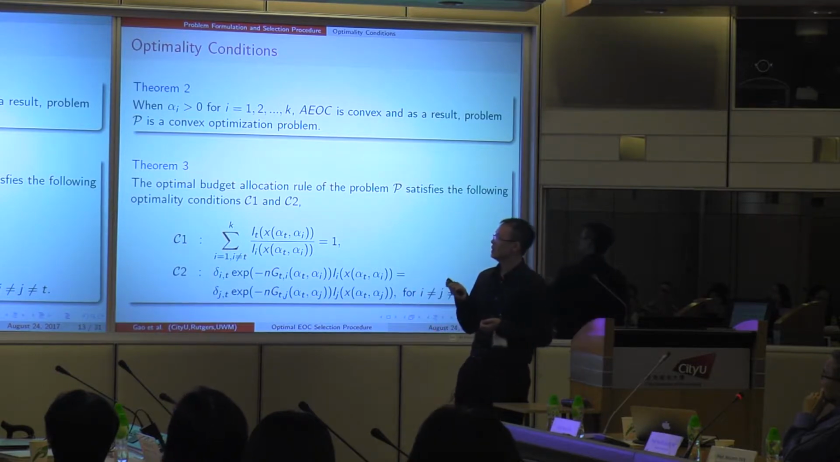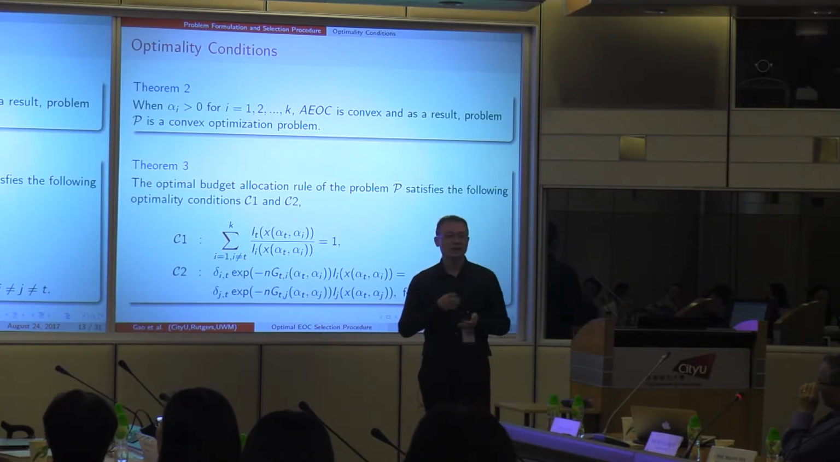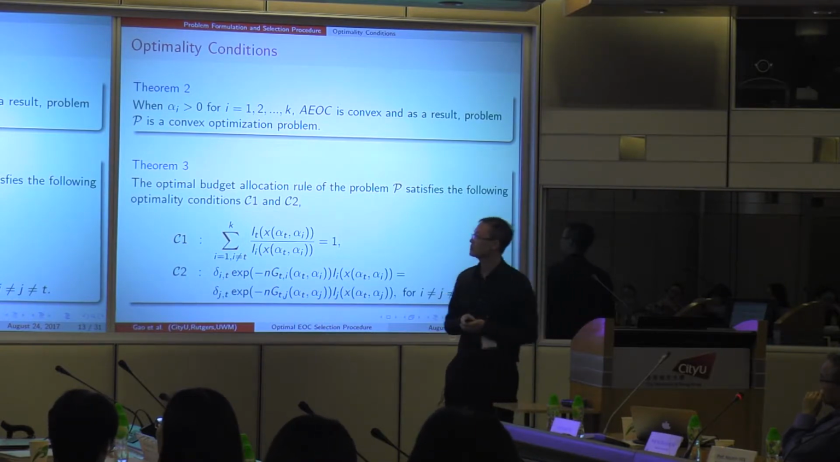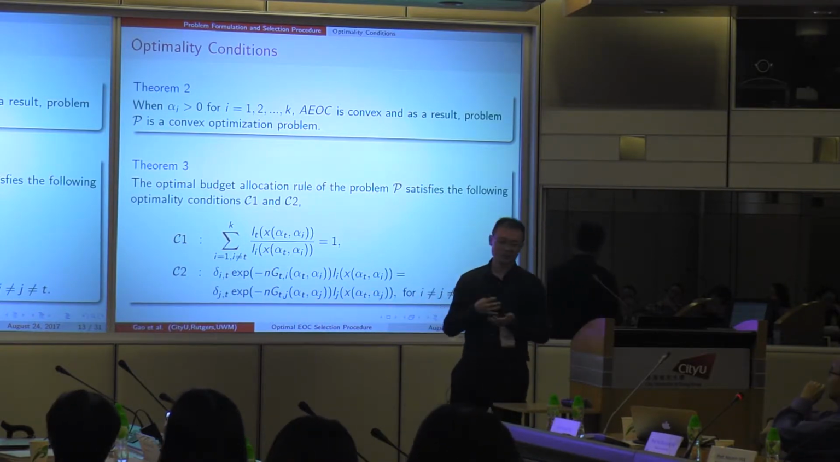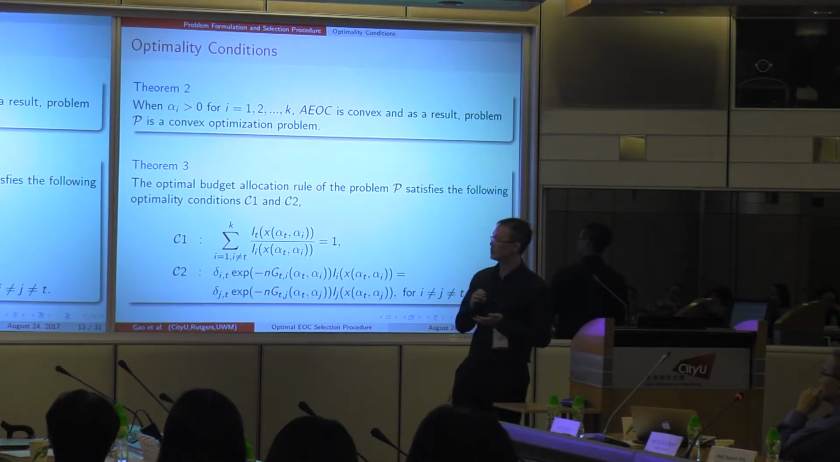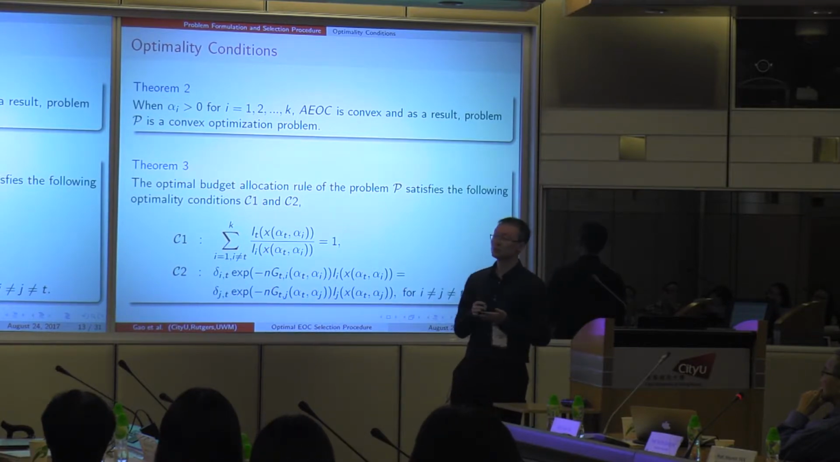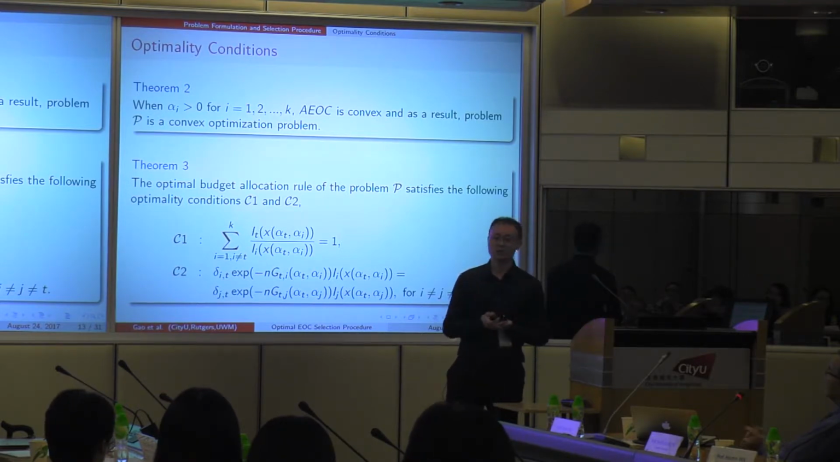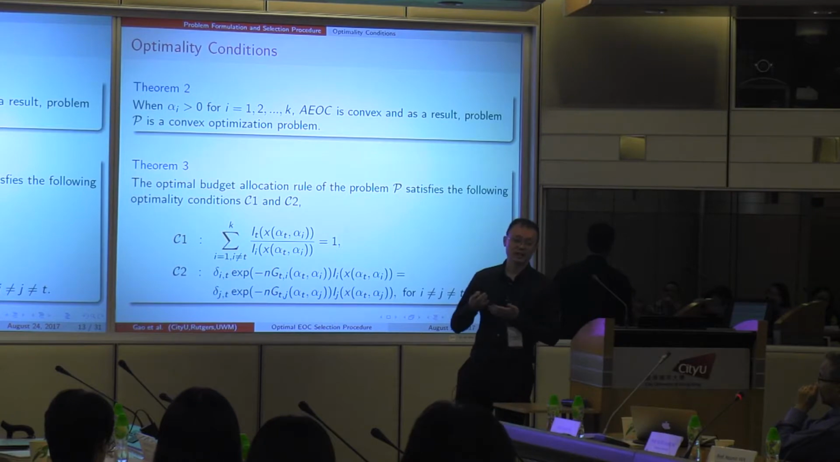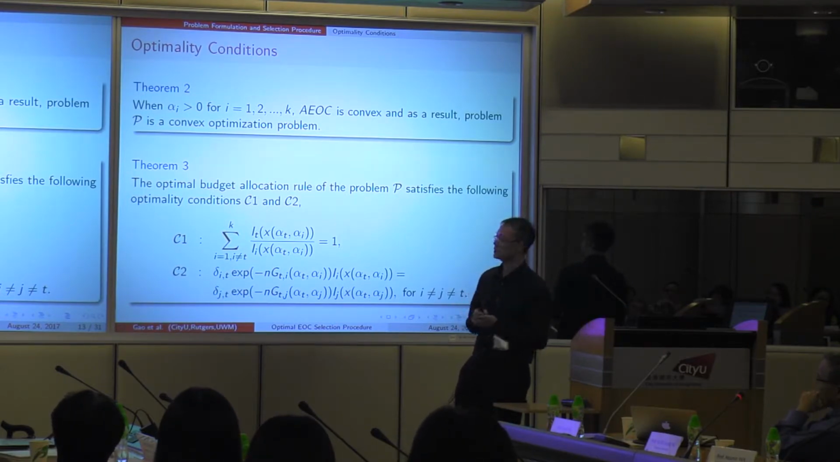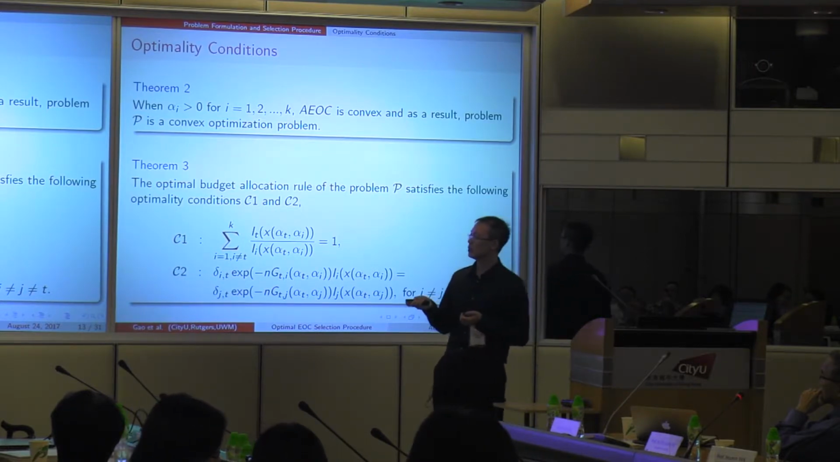Next, we can prove two optimality conditions for problem P in the previous slide. Any solution that satisfies these two conditions is the optimal solution of problem P. Also, this result is not based on the asymptotic assumption. We do not need to let the simulation budget go to infinity. Also, in the literature of simulation optimization, it's normally assumed that the simulation samples are normally distributed. But for this result, we do not need to assume that either. We can allow the underlying distribution to be a general light-tail distribution.